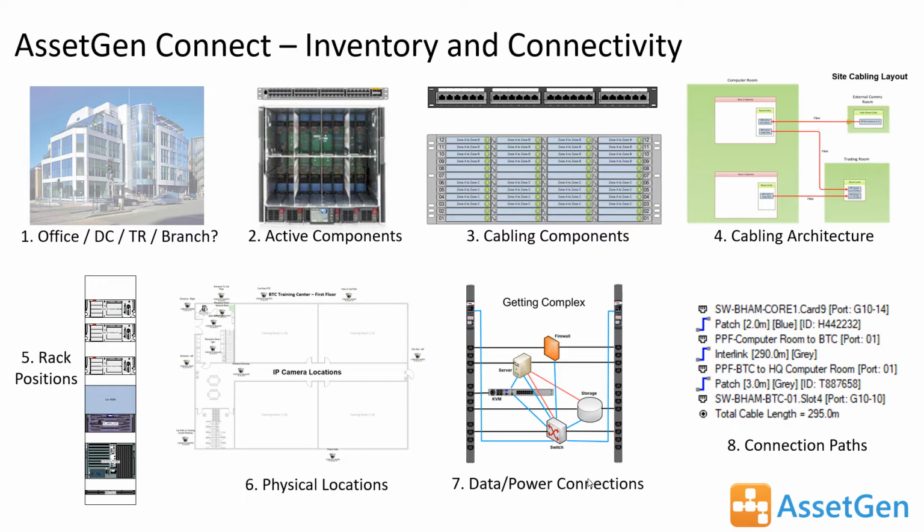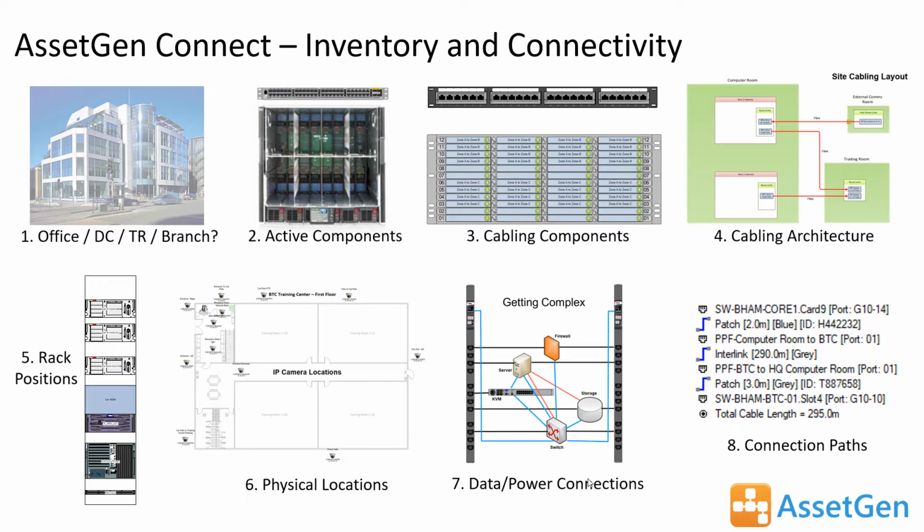We may want a high-level view, cabling architecture views to understand the capacity between rooms and buildings, but we also want to understand the physical positions of all the components, and this is why we integrate AssetGen with Visio to automatically produce rack layouts on a very large scale, but also to update floor plans where there's physical locations, which could be data outlets, wireless access points, digital signage. In this case we've got cameras, but they're all part of the connectivity of the environment.